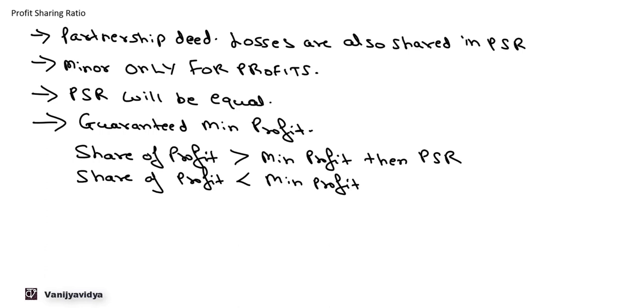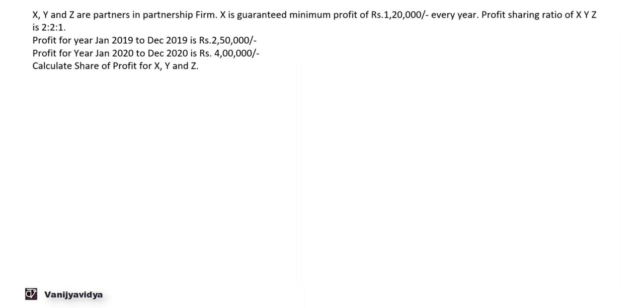Let us see one example for this guaranteed minimum profit. X, Y and Z are partners in the partnership firm. X is guaranteed minimum profit of 1,20,000 every year. Profit sharing ratio of X, Y, Z is 2:2:1. Profit for the year January 2019 to December 2019 is rupees 2,50,000. Profit for the year January 2020 to December 2020 is rupees 4 lakh. Calculate share of profit for X, Y and Z.